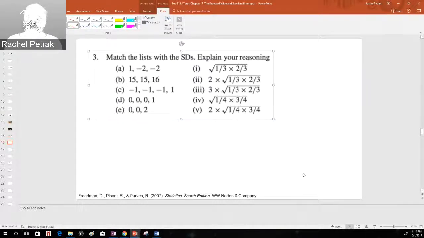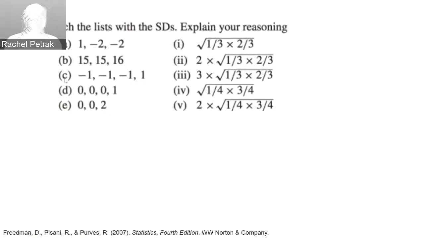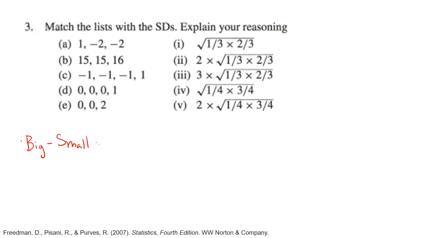So now we can match the lists with the standard deviations. How do we do this? We can use the shortcut for finding the standard deviation, which was big number minus the small number times the square root, was it? This shortcut is helpful for you, but not one I find myself using much.